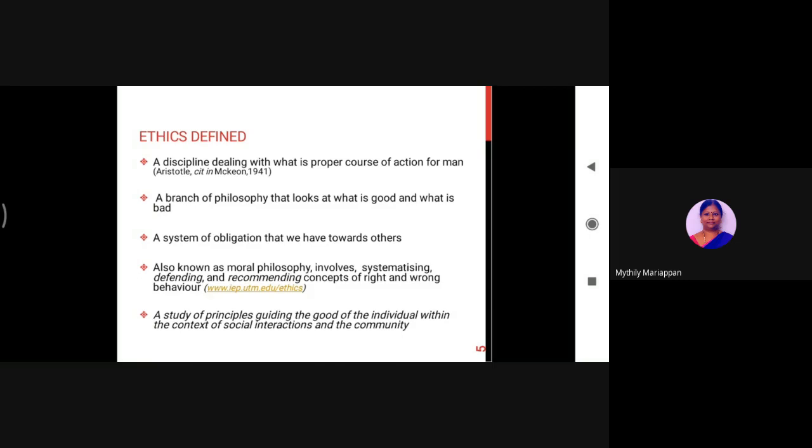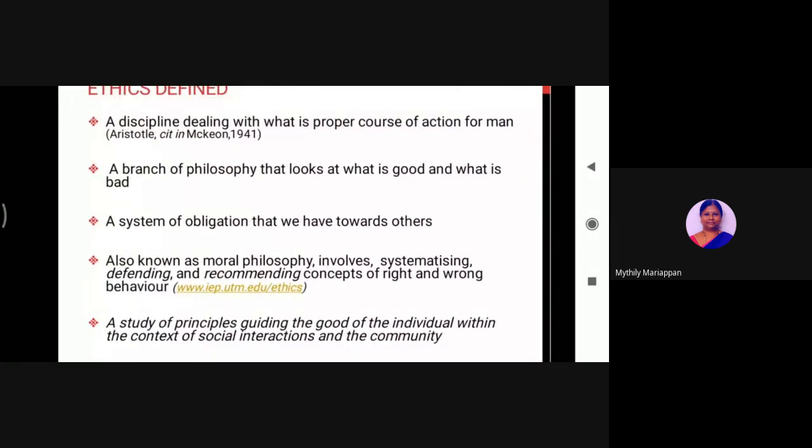So it very clearly says that it is a discipline dealing with what is the proper course of action for man, a branch of philosophy that looks at what is good and what is bad. It also talks about a system of obligation that we have towards others. Others, basically, are the participants, the society, the resources we are using, or the rules and regulations that one should adhere to while going for any kind of research.